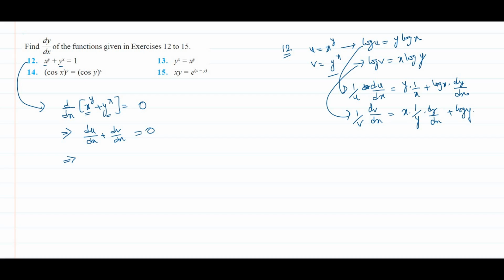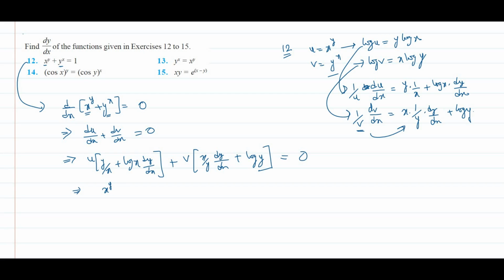So basically what we have is du by dx, that means u times y by x plus log x dy by dx, plus v times, because dv by dx is v times the entire expression, that is x by y dy by dx, plus log of y, that is equal to 0. So now what is u? U is x to the power y. So x to the power y times y by x plus x to the power y times log of x dy by dx, plus v is y to the power x times x by y dy by dx, plus v means y to the power x log y, that is equal to 0.